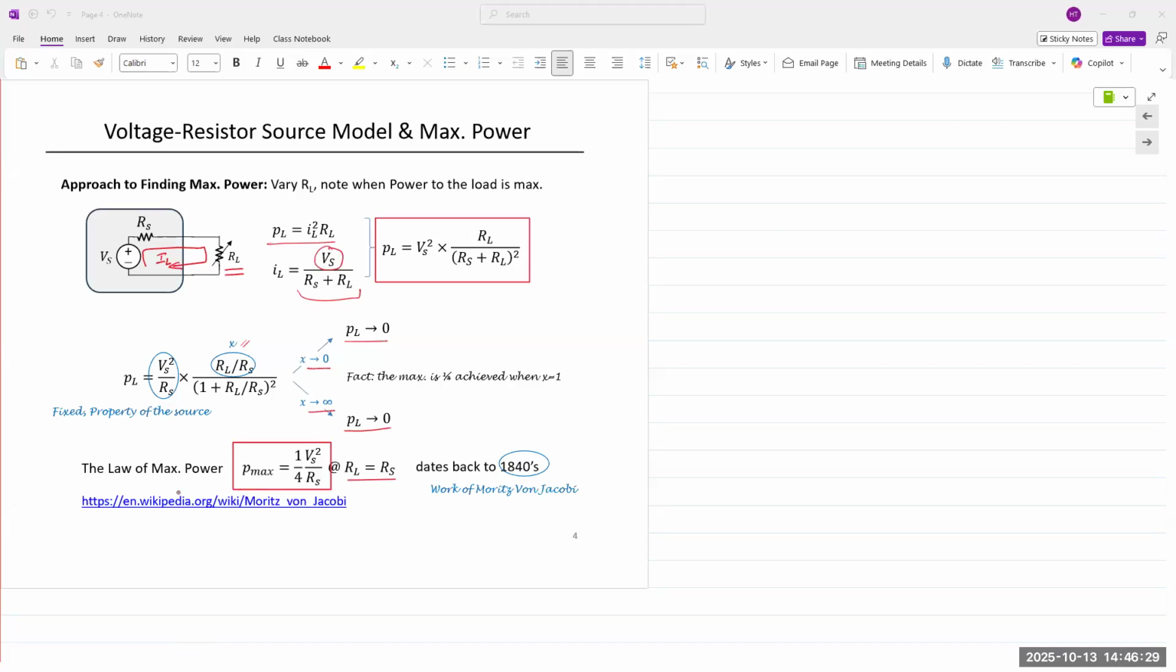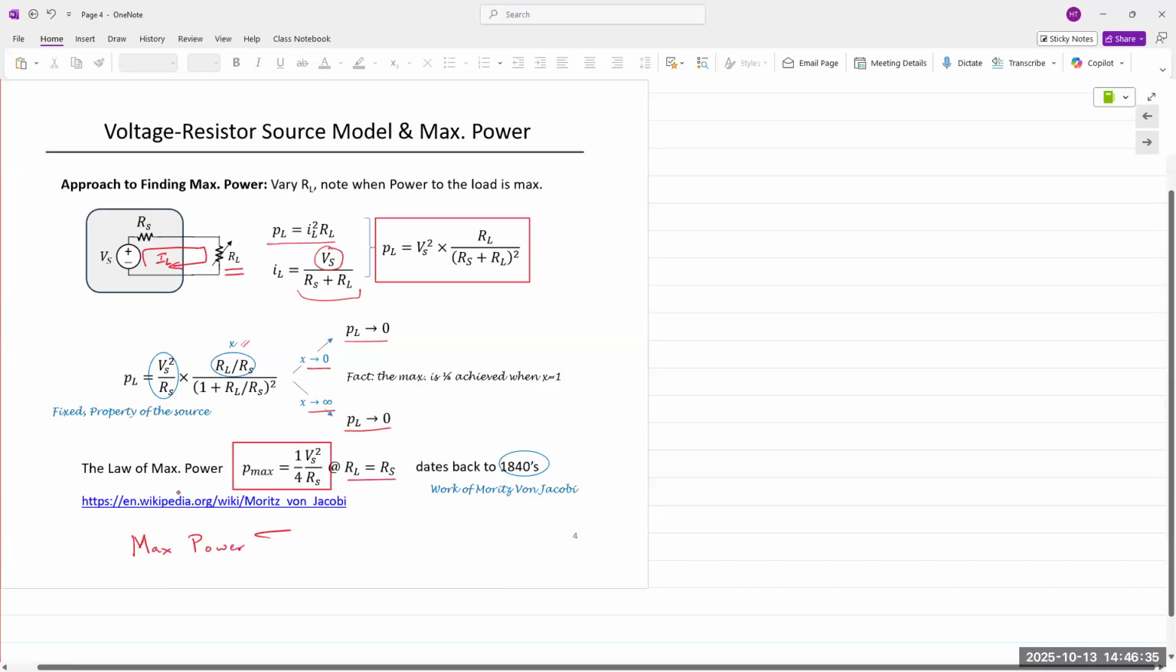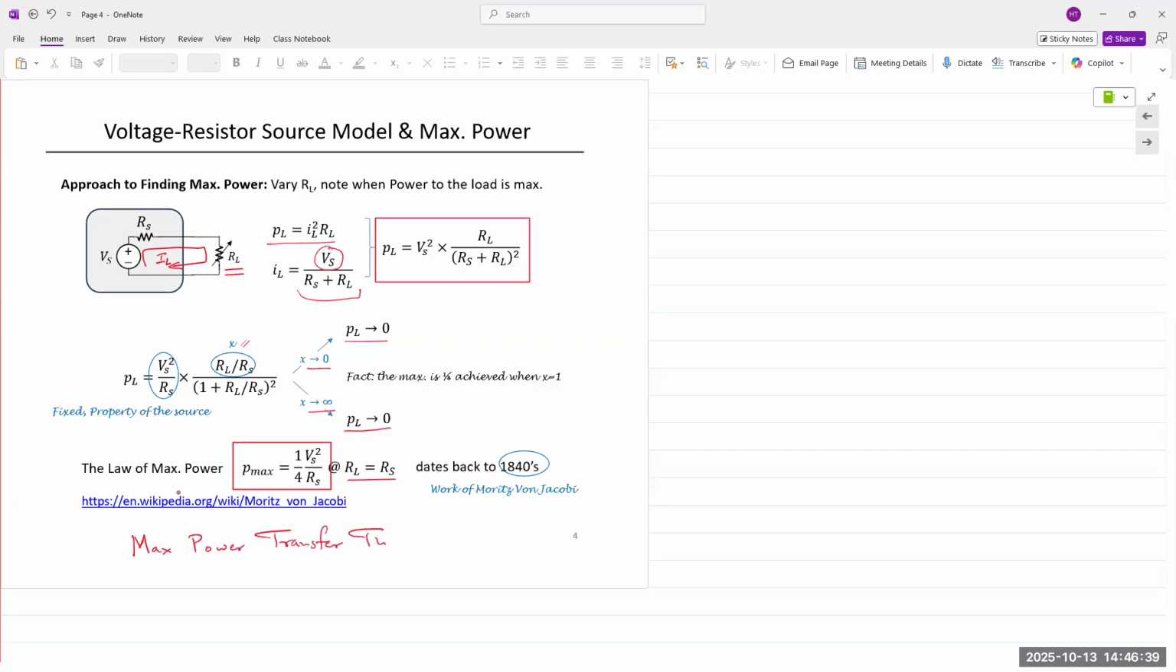This, as I have stated earlier, is also known as the maximum power transfer theorem. It's related to that. The law of maximum power is his work, and then of course we had the maximum power transfer theorem.